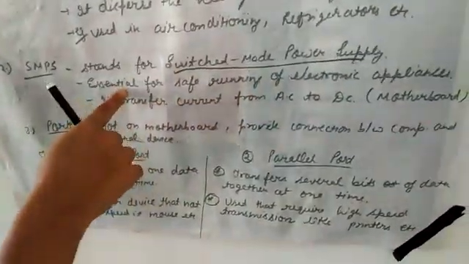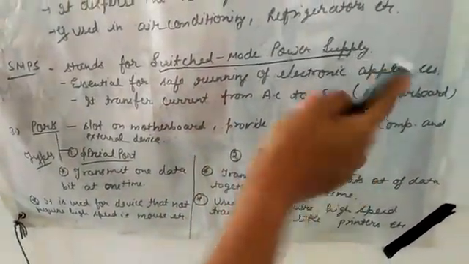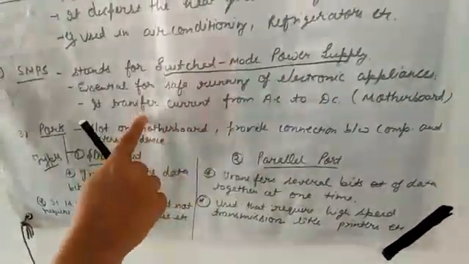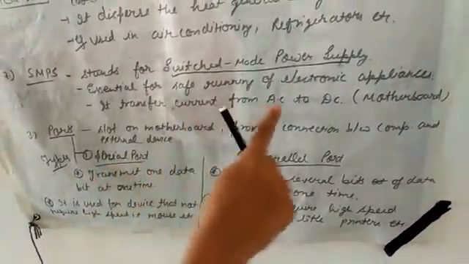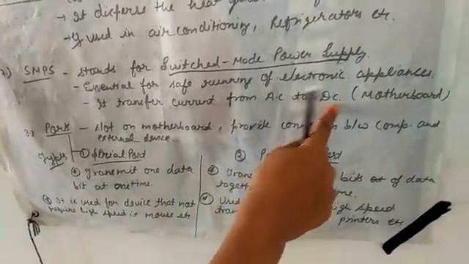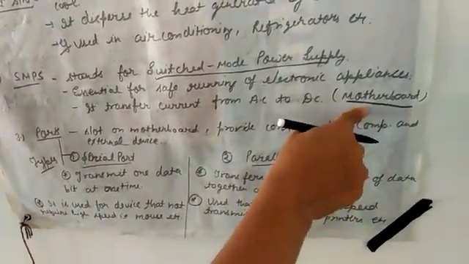Basically, it is essential for safe running of electronic appliances. Whatever appliances are there, a switched mode power supply is required, because it transfers the electric current from AC to DC, meaning alternating current to direct current. I give you the example: in a computer, it is located in the motherboard.